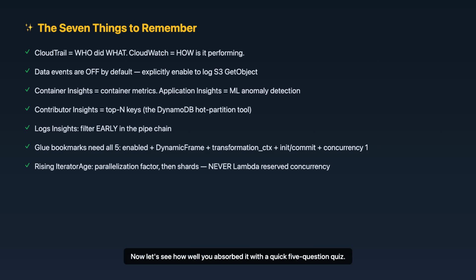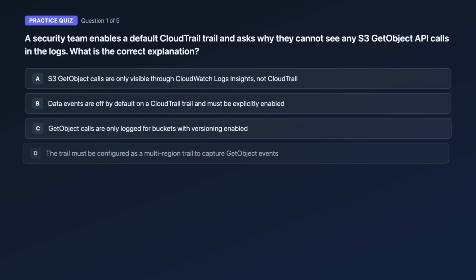Now let's see how well you absorbed it with a quick 5-question quiz. Question 1. A security team enables a default CloudTrail trail and asks why they cannot see any S3 GetObject API calls in the logs. What is the correct explanation? Is it A, S3 GetObject calls are only visible through CloudWatch Logs Insights, not CloudTrail?